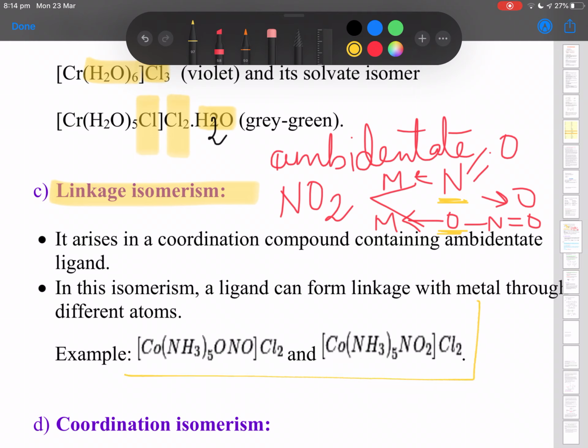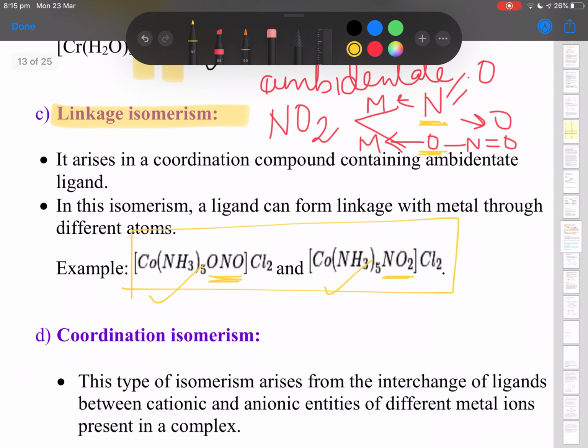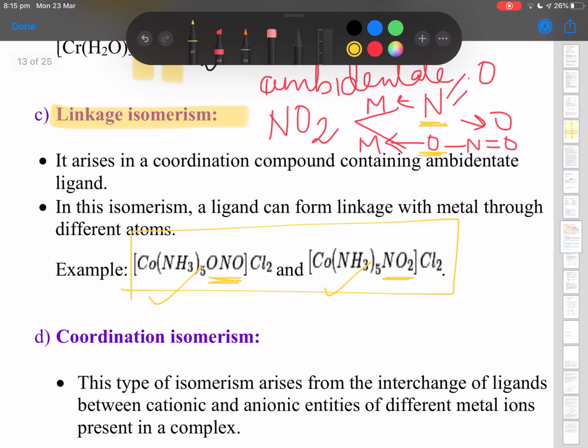So that's what is highlighted over here in linkage. Linkage means there is something which is happening within the ligands. So ligand, the ambidentate ligand, if it coordinates with O, it's one type of isomer. On the other hand, if it coordinates with N, it's the other form. So these are the two linkage isomers of the isomerism. Fine. So this is all done, and remember, in this I should highlight it for you so that you don't forget. It's only talking about ambidentate ligands.